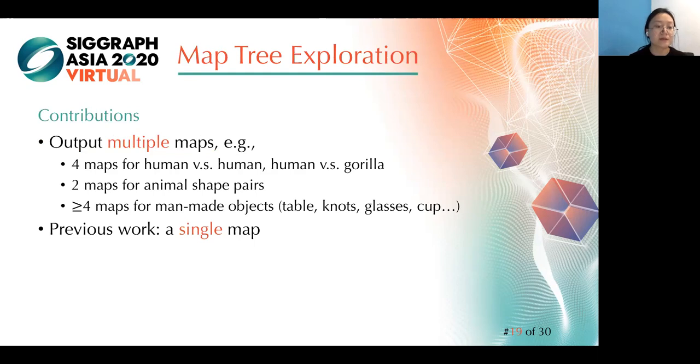For example, we can obtain 4 different maps, which are different and also high quality, between a human pair or between a human and a gorilla. We can also obtain 2 maps for animal shapes, such as cats, dogs, lions, and horses. We can also get 3 or 4 maps for man-made objects, such as table and glasses. As a comparison, almost all the previous work can only extract a single map during the computation.